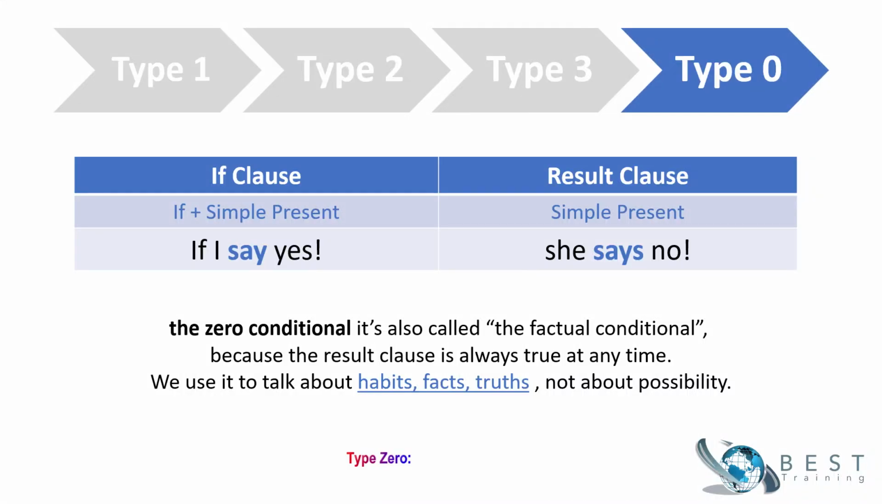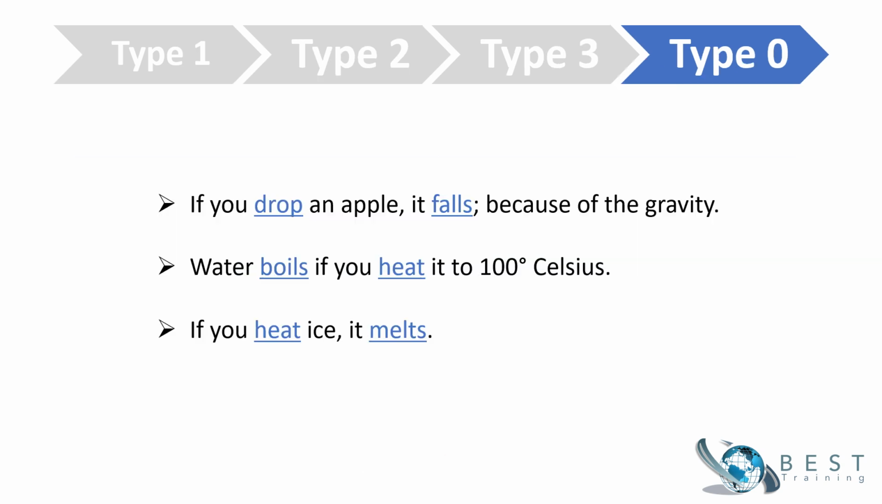Type 0. In both the if clause and the result clause, we use the simple present tense. If I say yes, she says no. If I say no, she says yes. It refers to facts or logical results. We can't argue about the result because it's always the same at any time. Look at these examples. It's really simple.